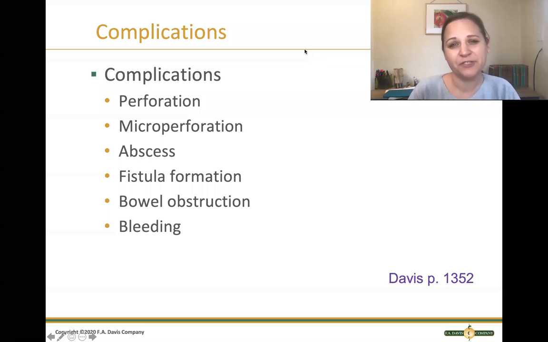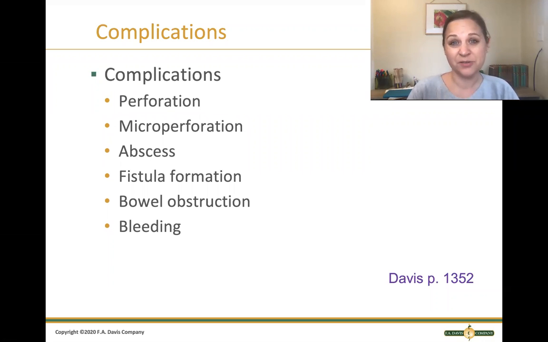Now, complications of diverticulitis are going to include perforation, a break in the bowel, allowing the bowel materials into the abdominal cavity, microperforation, which includes little air bubbles escaping from the GI tract, an abscess, a pocket of infection that's unable to be treated by antibiotics, a fistula, a channel that grows between the colon and another organ in the pelvis, a bowel obstruction where the bowel is not able to pass any further, and significant bleeding.